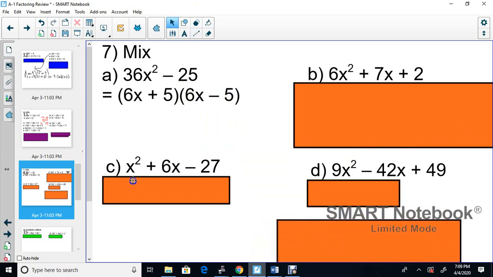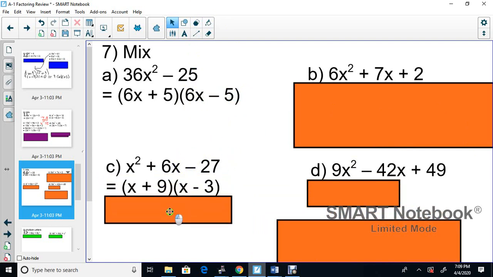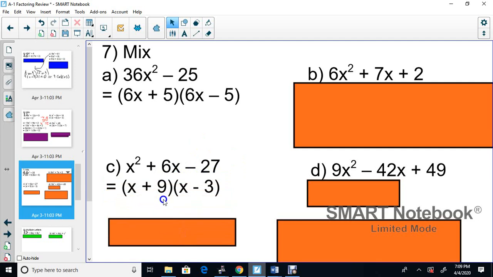Okay. Next, oh, sum and product. I need to find two numbers that multiply to give me negative 27 and add to give me 6. Well, after doing a little tree, the two numbers are 9 times negative 3 is negative 27. 9 plus negative 3 is 6. One of these is probably not a decomposition. No, so this one's not.